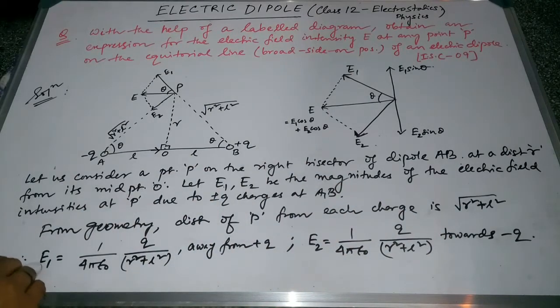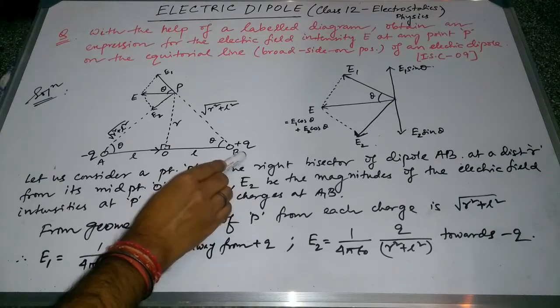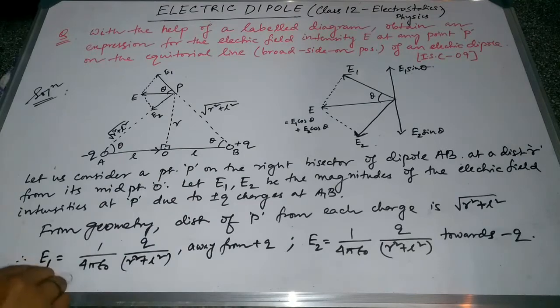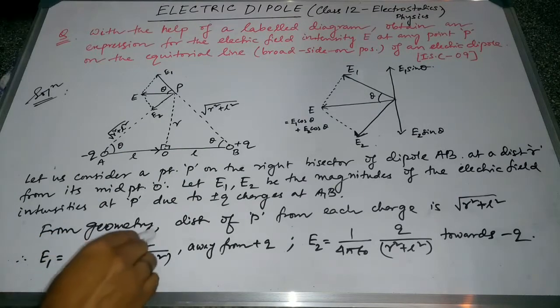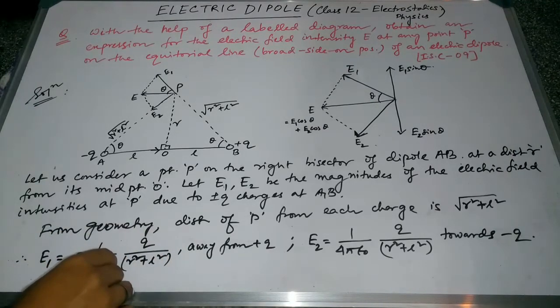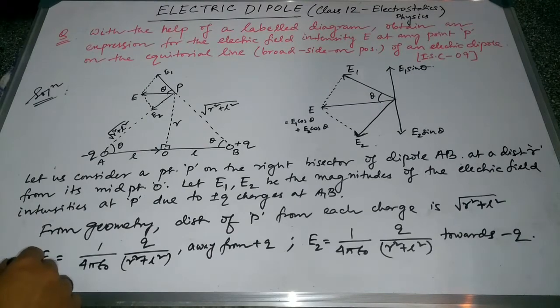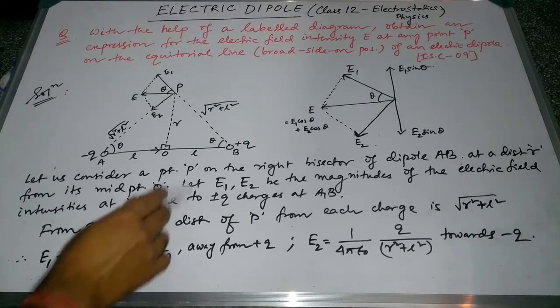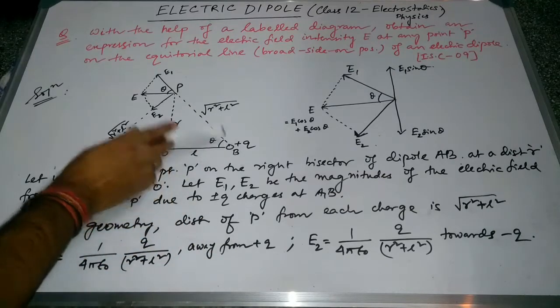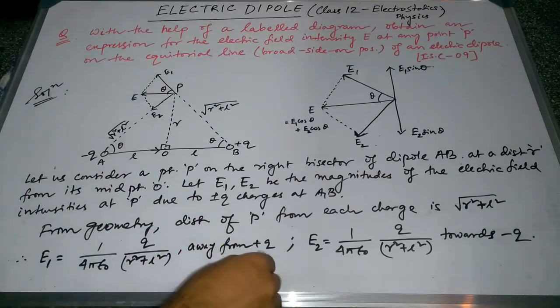The electric field at P due to the plus q charge at B is E1, which is equal to 1 by 4 pi epsilon naught, q by r square plus l square. As we have learned, the formula is E equal to 1 by 4 pi epsilon naught, q by r square, so we apply the same formula here. So E1 equals 1 by 4 pi epsilon naught, q by the distance square, that is q by r square plus l square. E1 acts away from plus q.